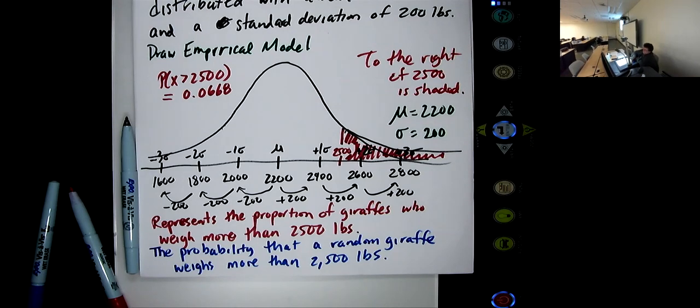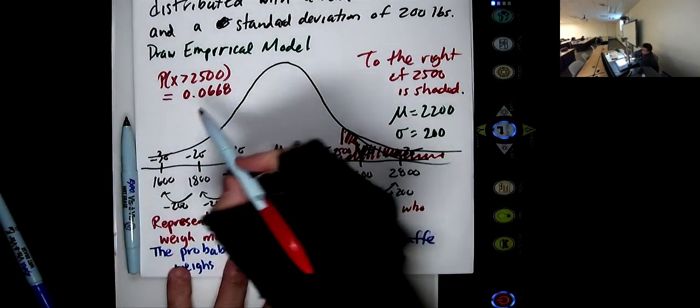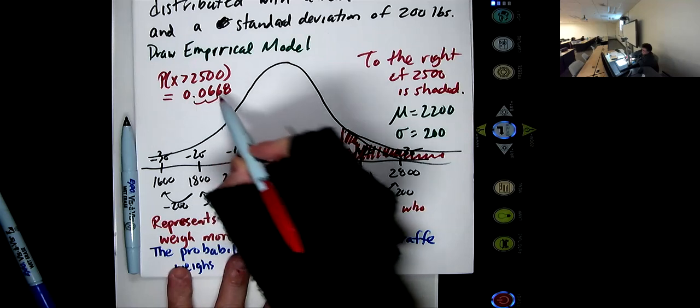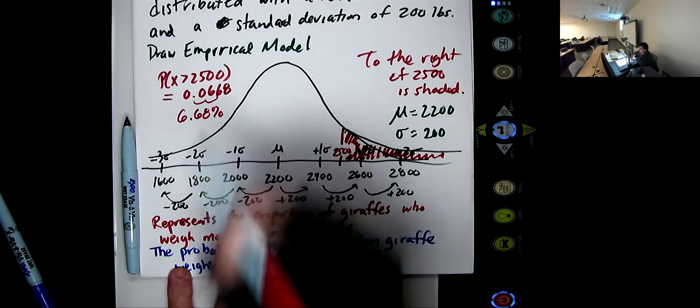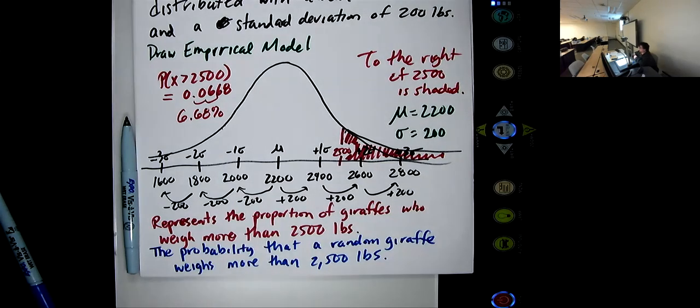That's the value we got. If we write it as a percentage, we shift the decimal right twice. We get 6.68%. So that's the percentage of the population that weighs more than 2,500, or the percentage chance that we will get a randomly selected giraffe to weigh that much.